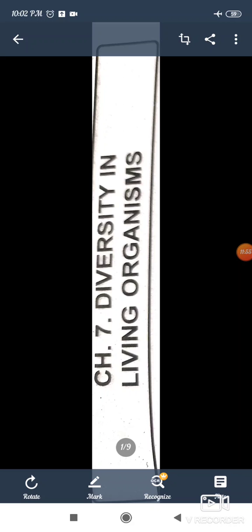Diversity in living organisms. So what do we classify? How do we classify? Why do we classify organisms? So exploring the diversity of life forms and learn their characteristics in a better manner.